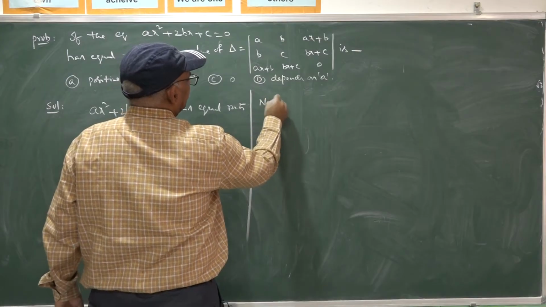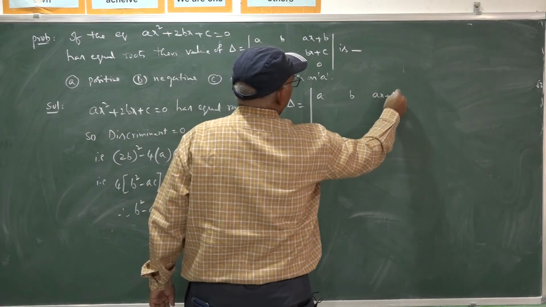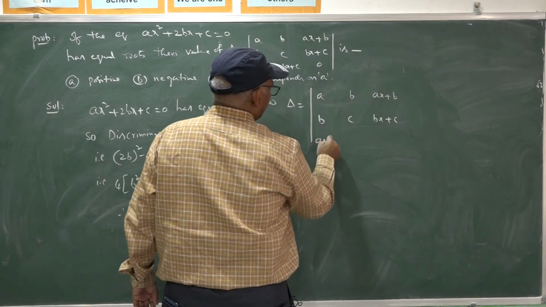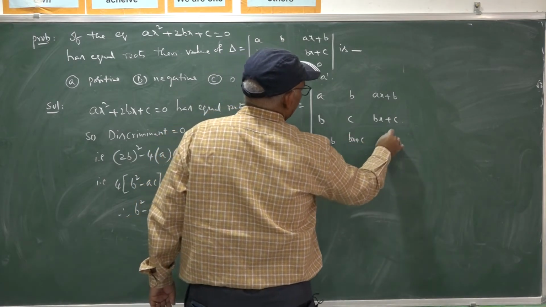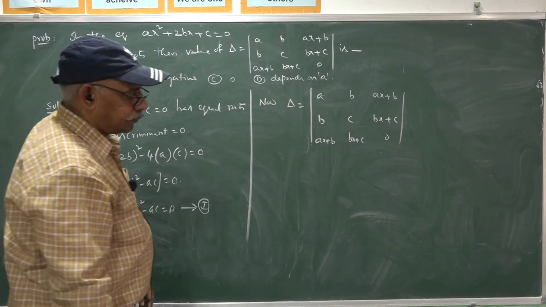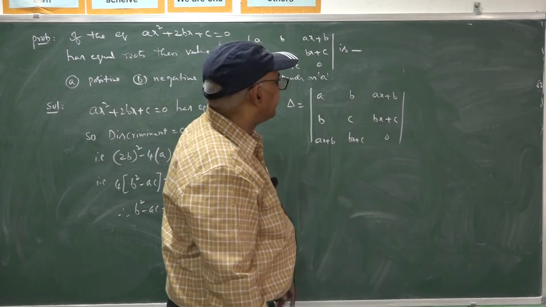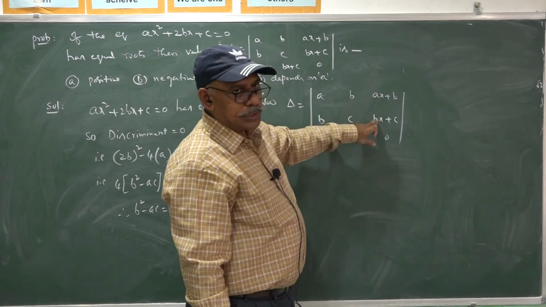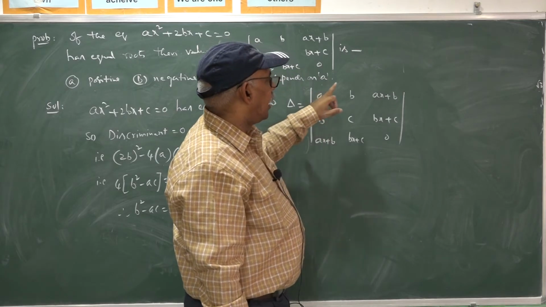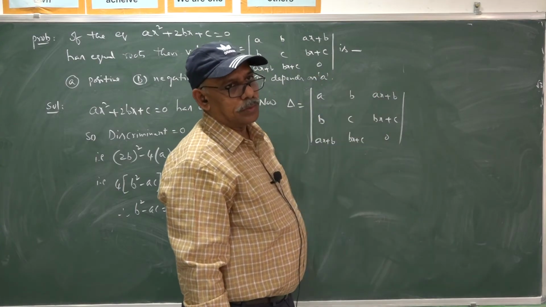Now, delta is the determinant of a, b, ax plus b; b, c, bx plus c; ax plus b, bx plus c, 0. Now try to make these two positions zeros. To make these two positions zeros, multiply the first column elements with x and add the second column elements to that one. Subtract that value from the third column.